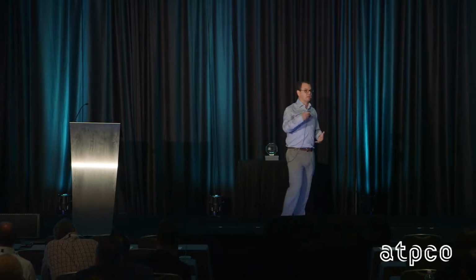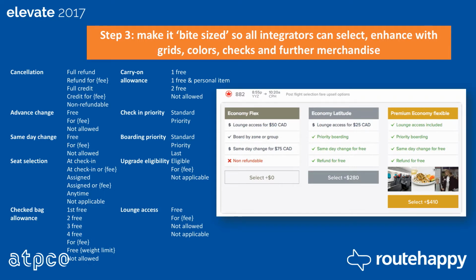So lovely Canadians get it in French, our friends in Asia get it in simplified Chinese, Malay, Thai, whatever language it needs to be translated in, that layer is also there as well. Step 3, make that content bite-sized. By that, I mean you have to have standard categories.